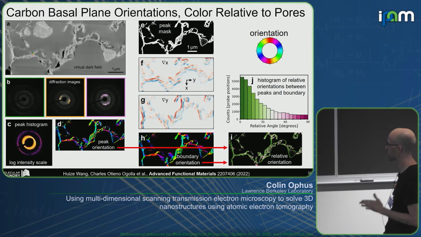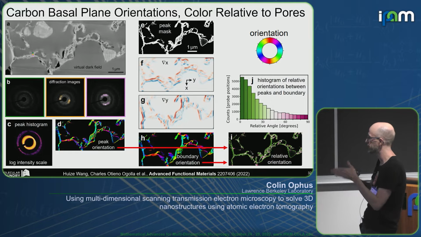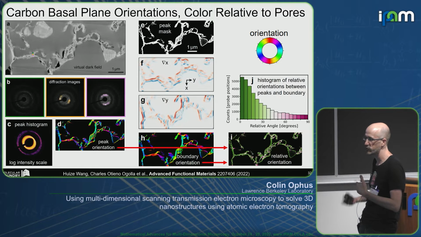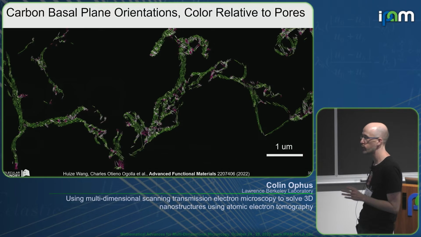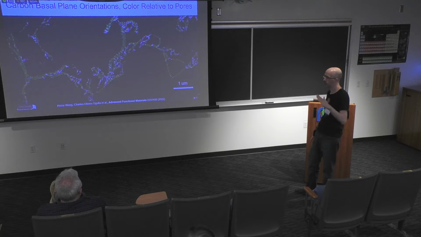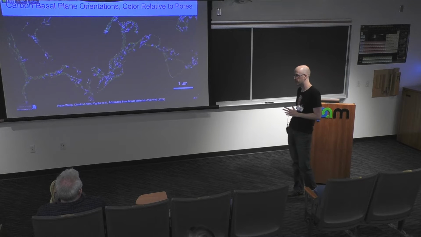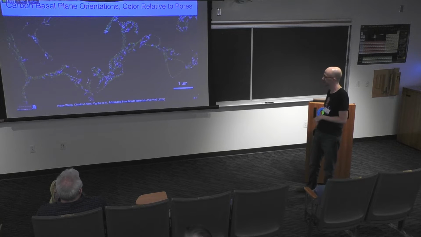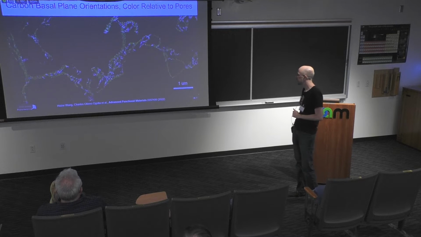And here I've colored it green if it's perpendicular to the basal plane to the pore, and violet if it's 90 degrees. And it's a little easier to see if I blow up that image here. So green is perpendicular alignment, white about 45 degrees, and violet 90 degrees. And you can see it's about 10 times more likely for the planes to be oriented to the basal plane direction here. And so this paper was just accepted, so very happy about that.